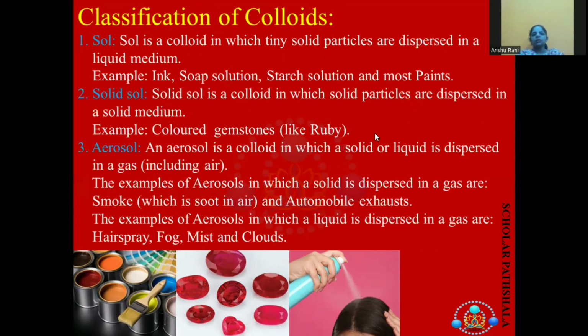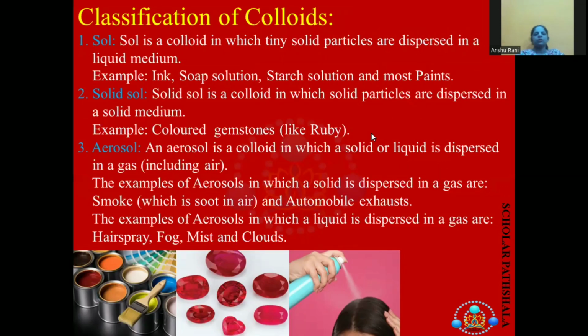Then we have solid sol. Solid sol is a colloid in which solid particles are dispersed in a solid medium. Example, colored gemstones like ruby. Then we have aerosols. Aerosol is a colloid in which solid or liquid is dispersed in gas. Examples of aerosols, where solid is dispersed in a gas, are smoke or automobile exhaust.